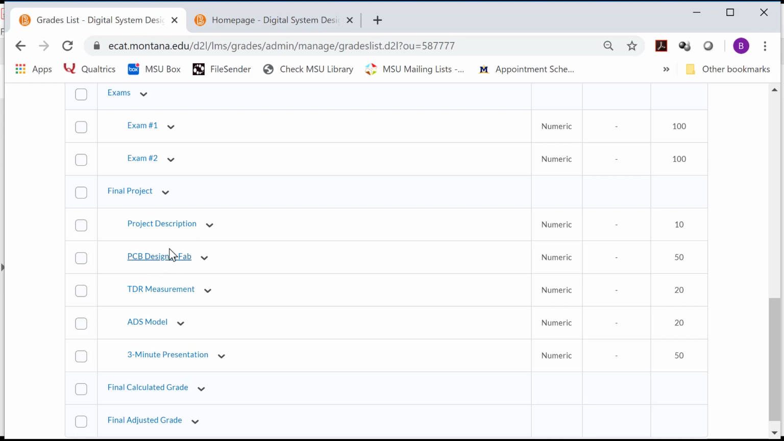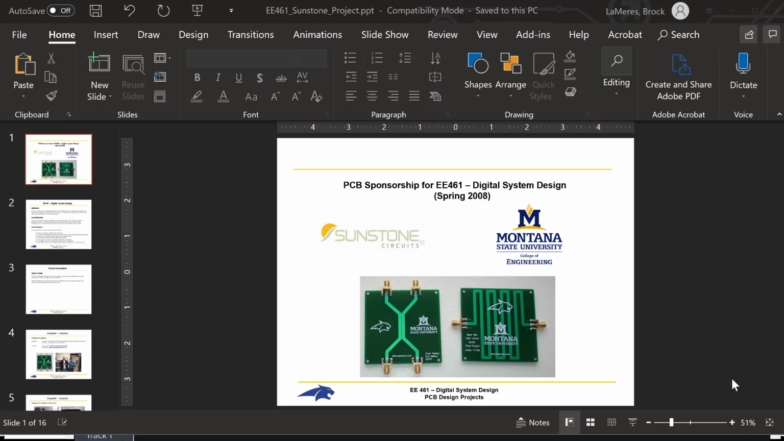So what we did is we did this project where you had a project description where you tell me what you're going to do. You do a PCB design, a TDR measurement, you do an ADS model, and then a 3-minute presentation. And what the project was is everybody in the class fabricated another printed circuit board that had some sort of signal integrity issue. Okay, and so as an example, this is like a PowerPoint presentation I made many years ago, but here's an example of signal integrity issues.